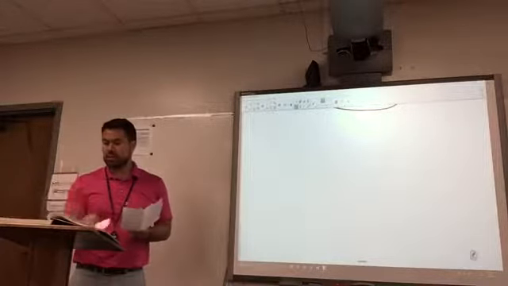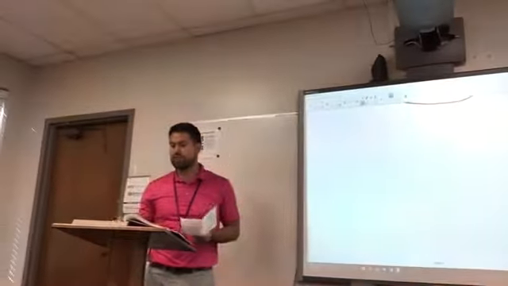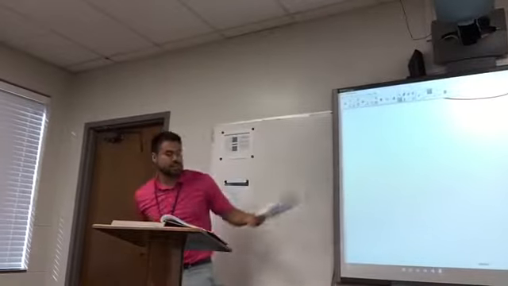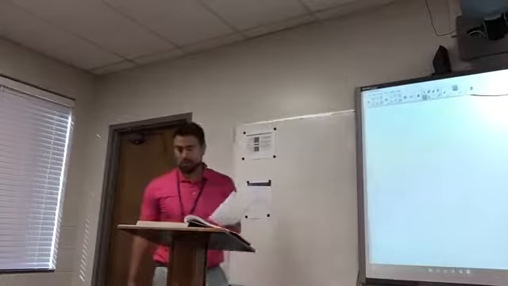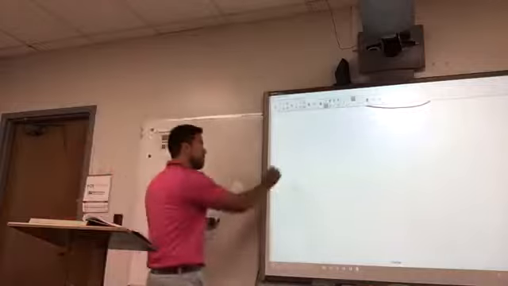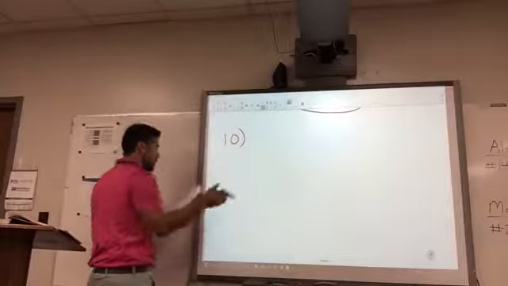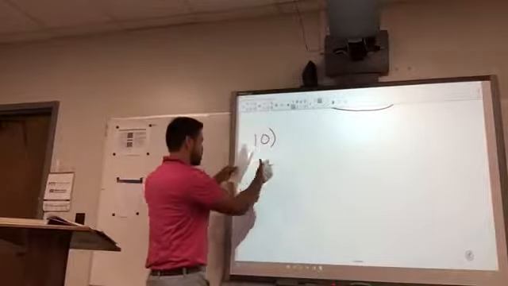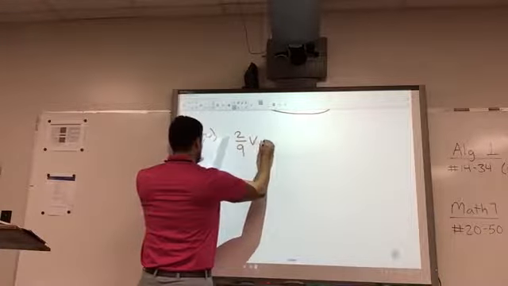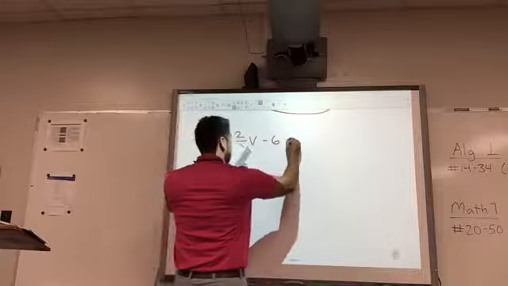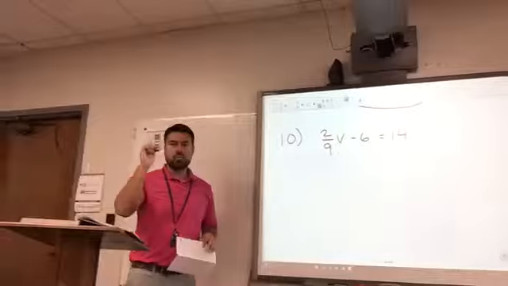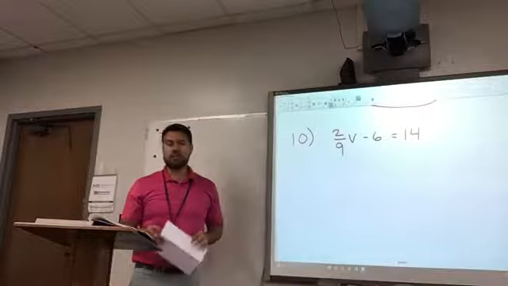I'm actually going to do a couple examples from page 159 because these are the ones that get tougher. Like these I hope you guys can get. But on page 159, can you guys look at number 10? This is where people get a little bit stumbled because they are just written a little bit differently. So this one is number 10, 2/9 b minus 6 equals 14.